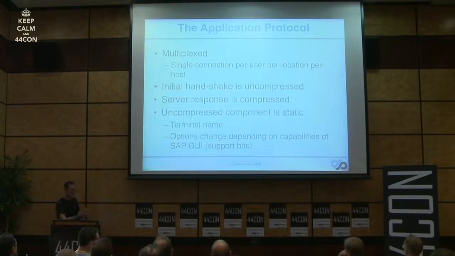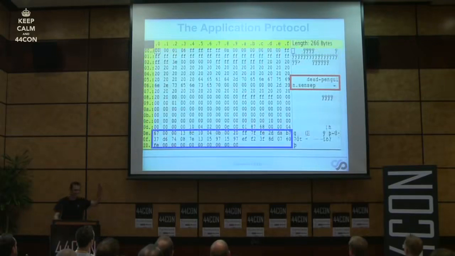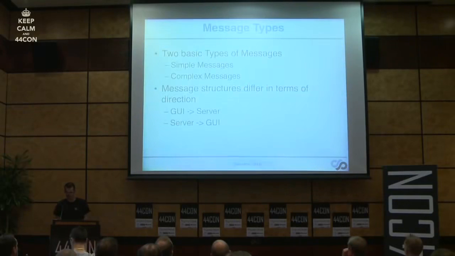The uncompressed component is relatively static. It's going to take information like the terminal name, and it's going to have a whole bunch of flags called support bits, which change according to the capabilities of the SAP GUI client we're working with. It looks like that. Terminal name highlighted in red. It's fixed length. It truncates the rest of it. Should have been sensepost.com. And then at the bottom we've got the support bits. These illustrate specific functionality which is available to the SAP GUI.